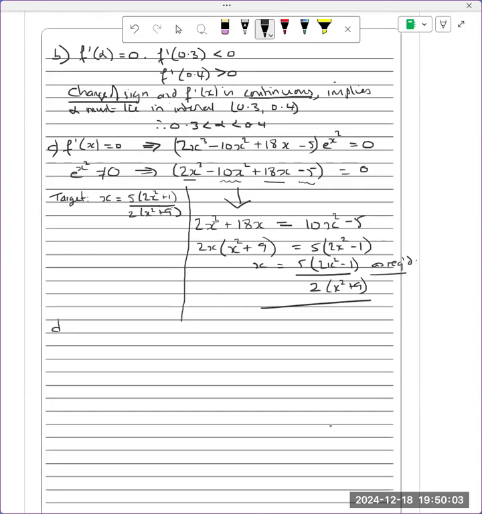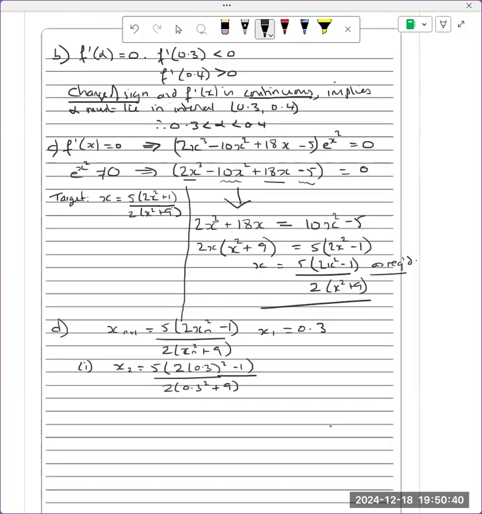So then part D, we are using this as an iteration formula. x n plus 1 is 5 times 2 x n squared minus 1 over 2 x n squared plus 9, and x1 is 0.3. So for part 1, we've got to find x3. So x2 is 5 times twice 0.3 squared minus 1 over twice 0.3 squared plus 9.